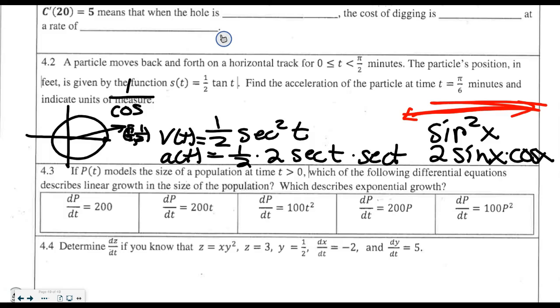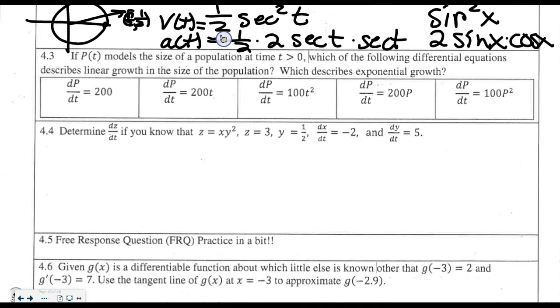All right. Again, these just all have a little funk to them. I'm going to tell you the most common wrong answer. P of t models the size of a population. Which of the following differential equations describes a linear growth of the population? Most people go linear. It's this one. Careful. The derivative ended up being of a linear. It was a linear.